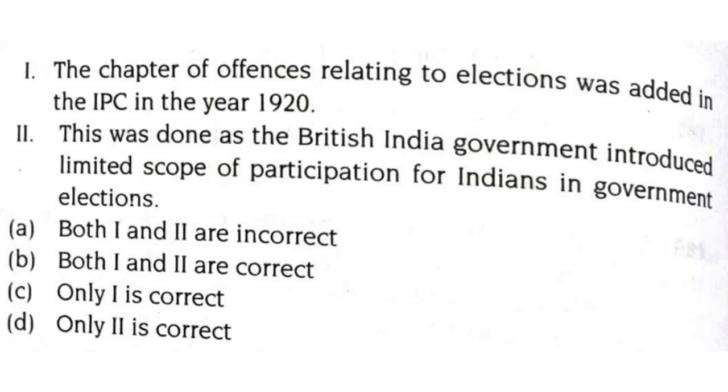The chapter of offences relating to elections was added in the IPC in the year 1920. This was done as the British India government introduced limited scope of participation for Indians in government elections. Both 1 and 2 are incorrect. Both 1 and 2 are correct. This should be the correct answer. The chapter of offences relating to election was added in the year 1920, and this was done because the British India government introduced limited scope of participation for Indians. Both 1 and 2 are correct.